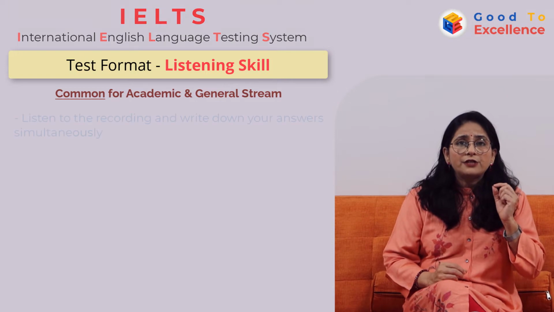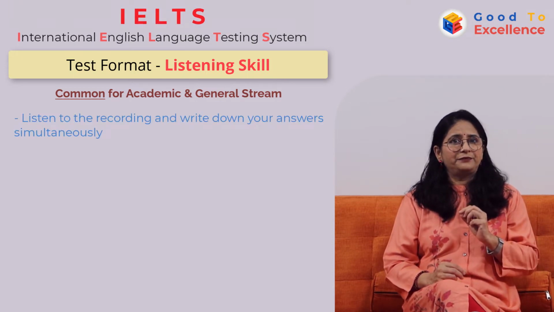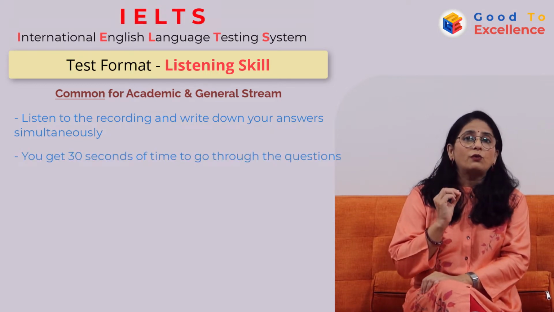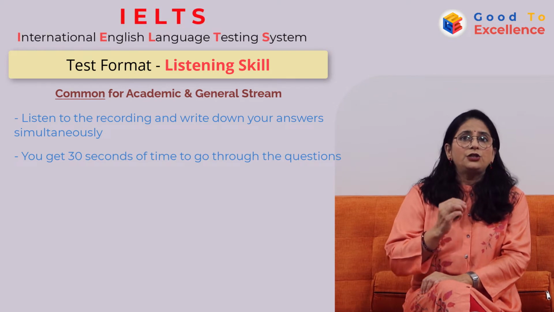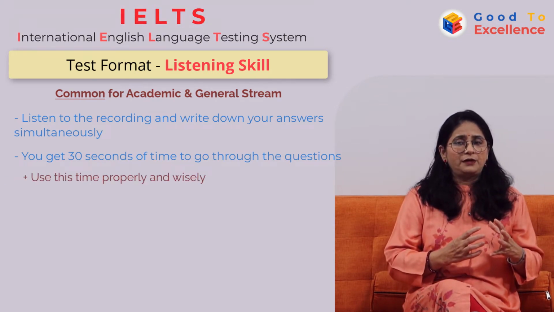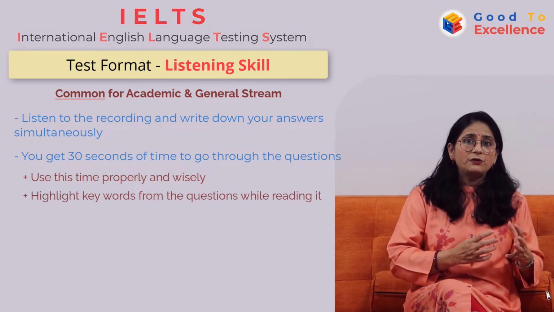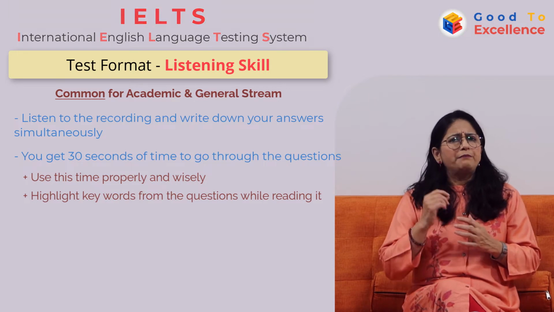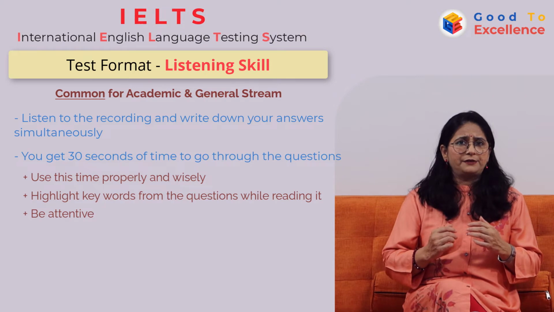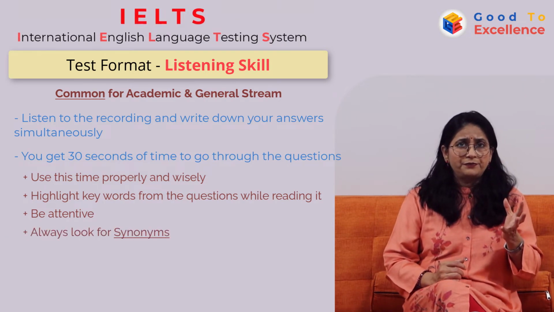You need to listen to the recording and write down your answers simultaneously. You get 30 seconds of time to go through the questions. Use this time properly and wisely. Highlight the keywords from the questions while reading them and be attentive. You get answers in sequence. You need to constantly look for synonyms.